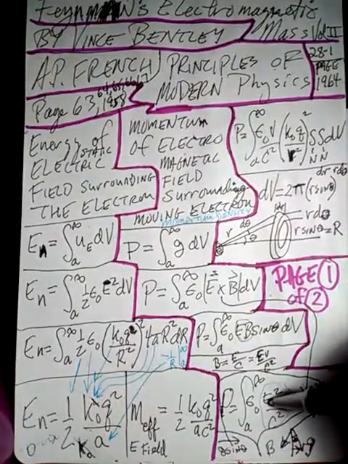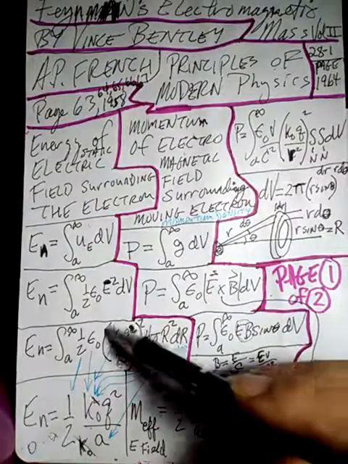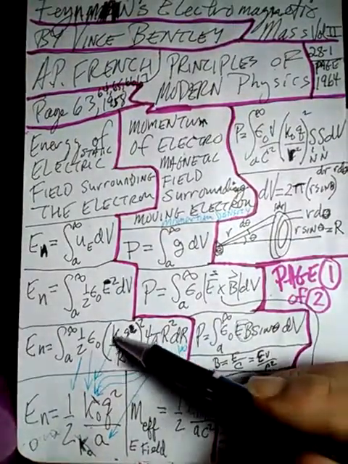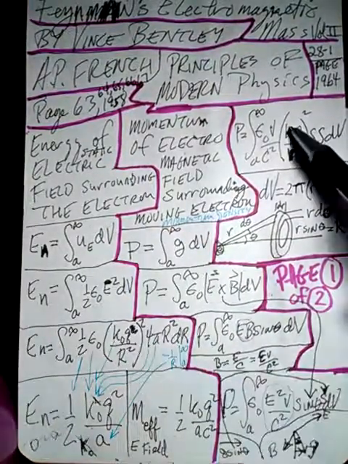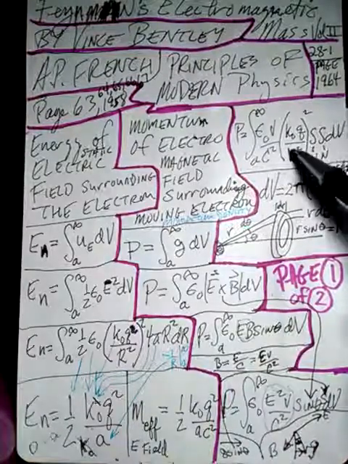We need the electric field. I already told you what the electric field of a single charge was: k naught q over r squared. There's your k naught q over r squared right here.